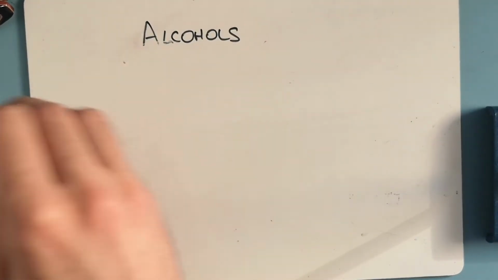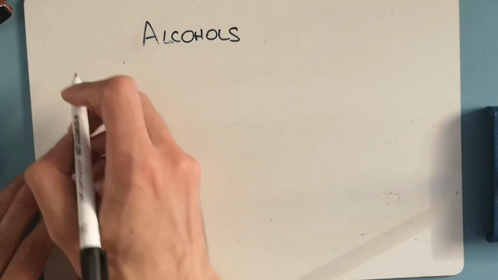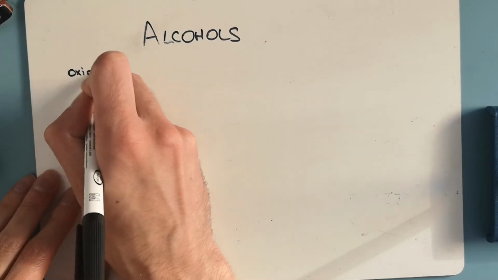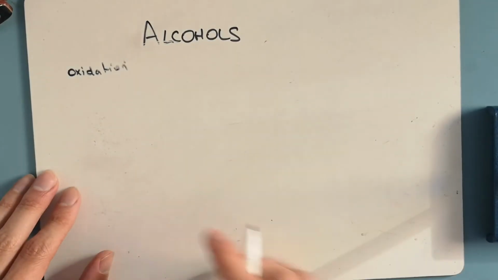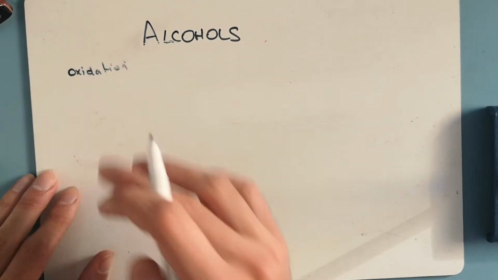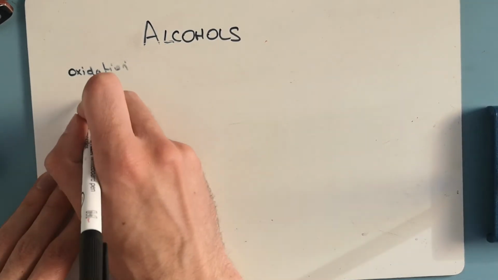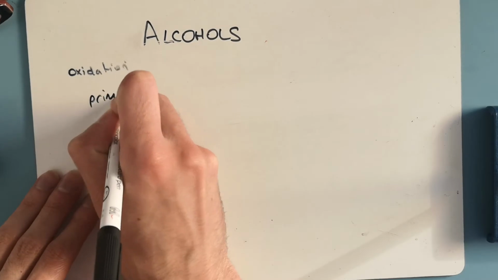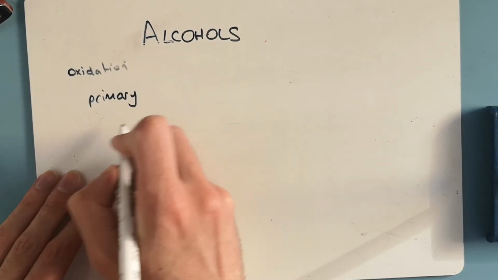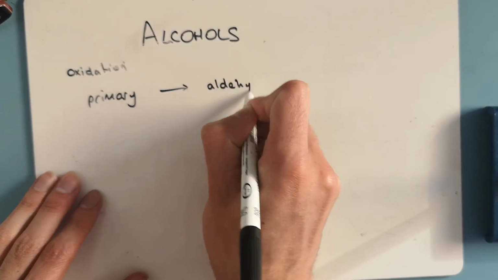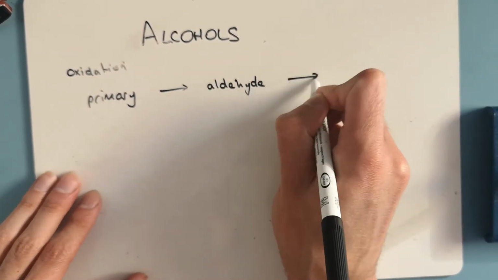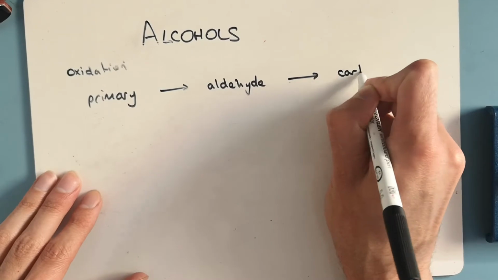Next up, oxidation. Now, oxidation is probably the most important reaction you'll look at when it comes to alcohols. And in oxidation, when we oxidize different types of alcohols, we get different products. So a primary alcohol, when it's oxidized, will first of all go to an aldehyde, and then it will go to a carboxylic acid.